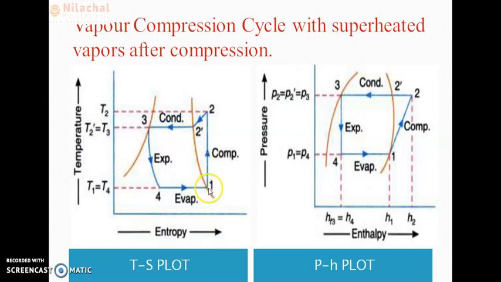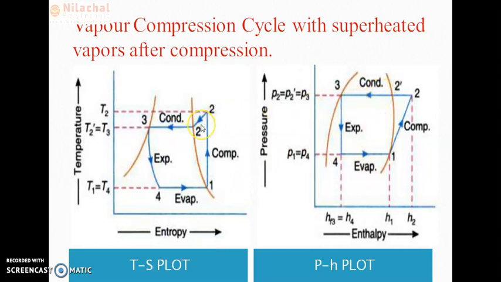So first, let us start from the first process, 1 to 2, the isentropic compression process. Here entropy will be constant, that is S1 is equal to S2. Due to the compression, the pressure increases from P1 to P2.